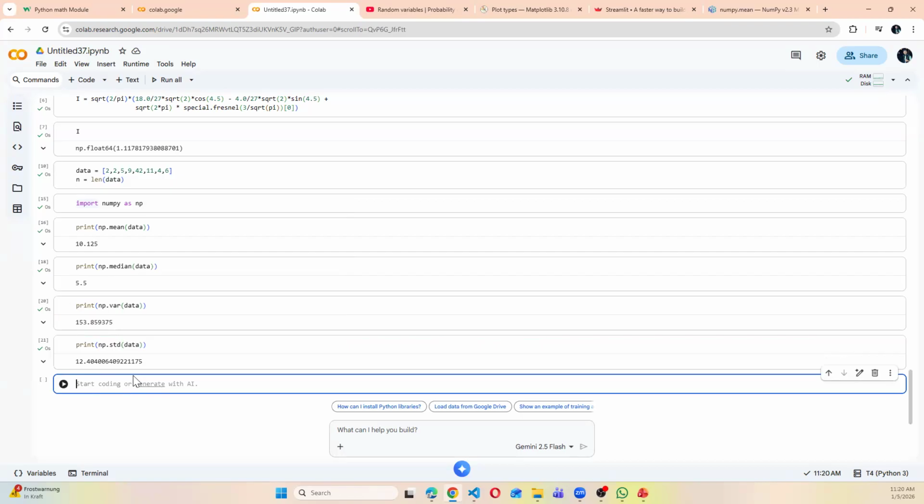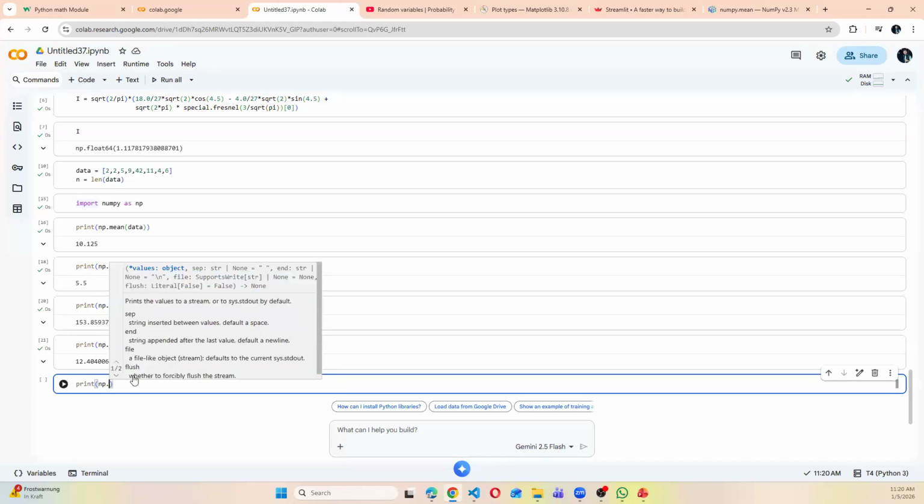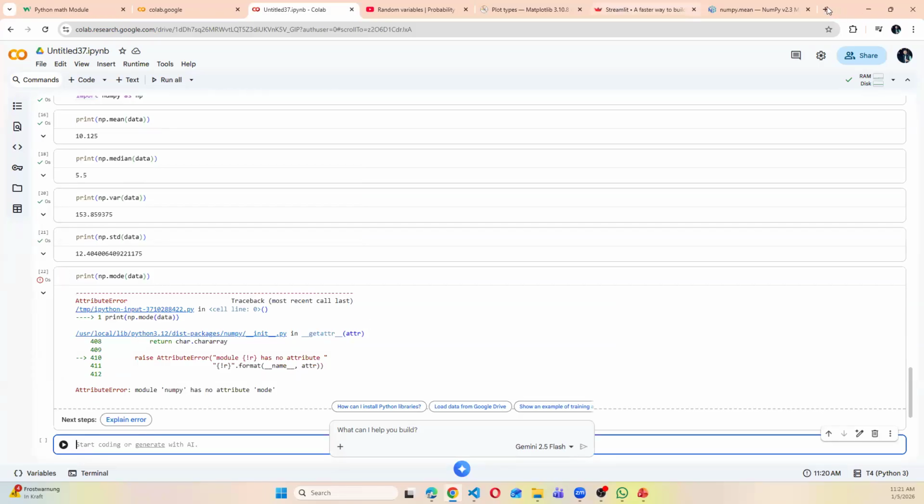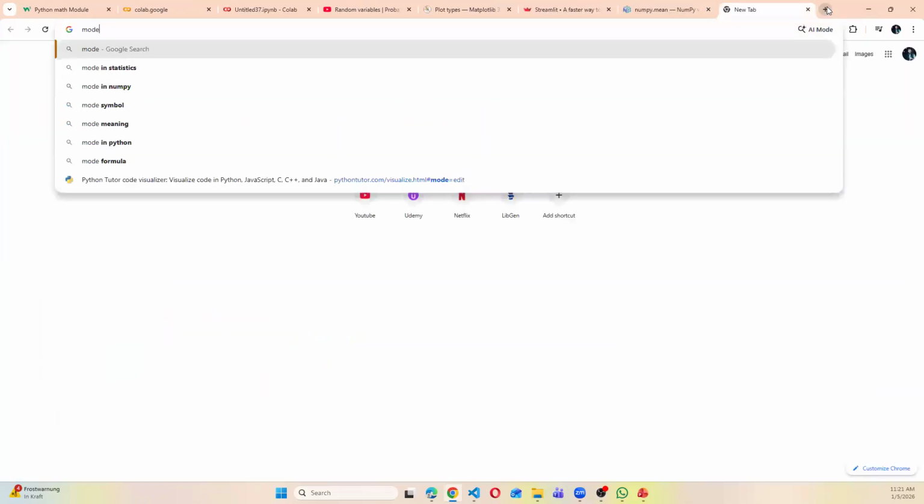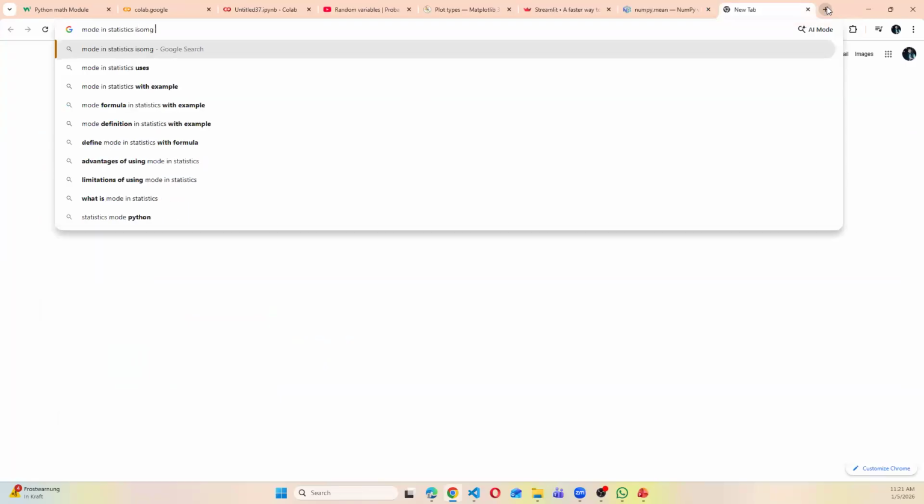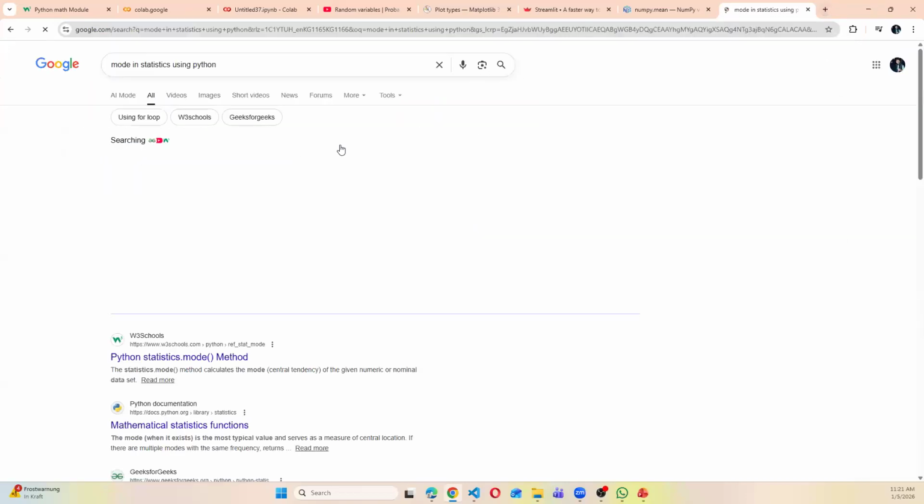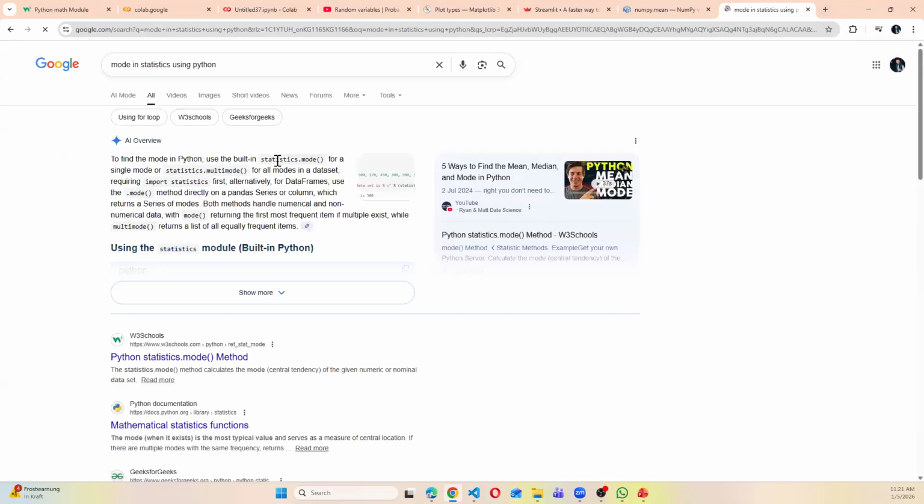For mode, I think there is no such one in NumPy. Let me see if there is any other library for mode. np dot mode of data, maybe. Oh, there is no attribute mode. If you want to see more statistics using Python, you can use statistics.mode. So there is another library you can use if you want to find the mode.